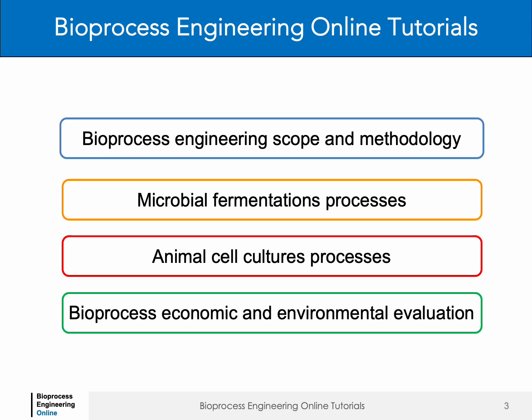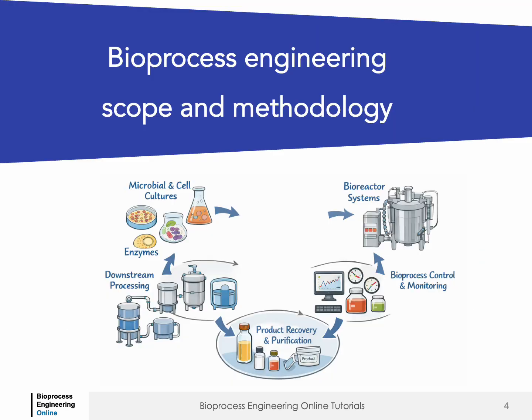The Bioprocess Engineering Online Tutorials library is organized into 4 sections: Bioprocess Engineering Scope and Methodology, Microbial Fermentation Processes, Animal Cell Cultures Processes, and Bioprocess Economic and Environmental Evaluation. The first section of the library introduces the scope and methodologies of bioprocess engineering. It is primarily intended for newcomers to the field.